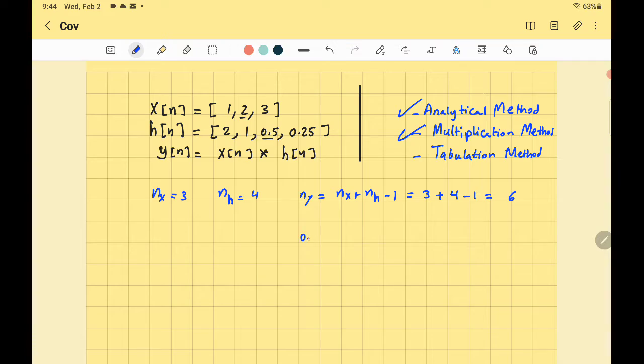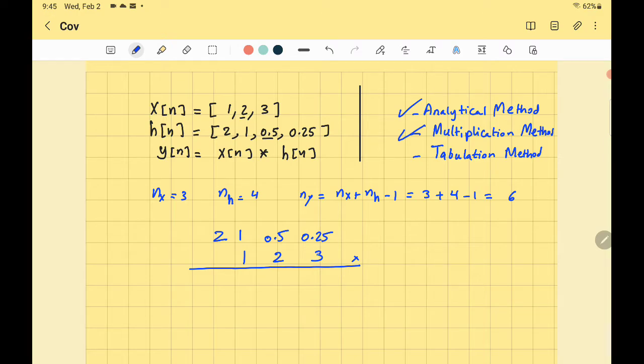Writing from right to left, you have 0.25, 0.5, 1, 2. Let's make it a little wider. And x of n: 3, 2, 1. And we'll start to multiply.